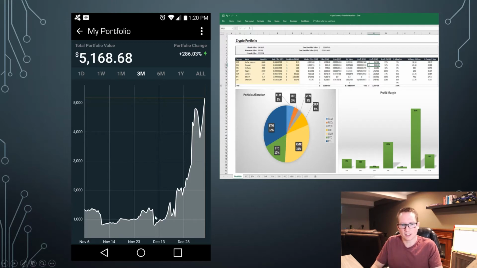And then you can see here this massive increase. This is thanks to ICOs. Now, ICOs are initial coin offerings. Michael lives and breathes ICOs. He knows how to invest. He knows how to research. He explains everything you need to know.